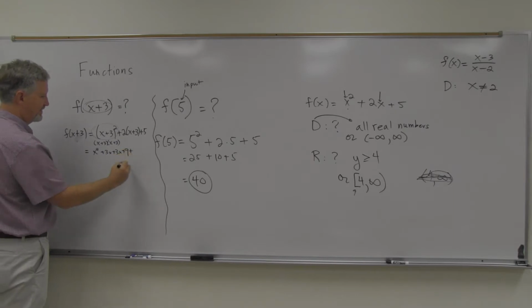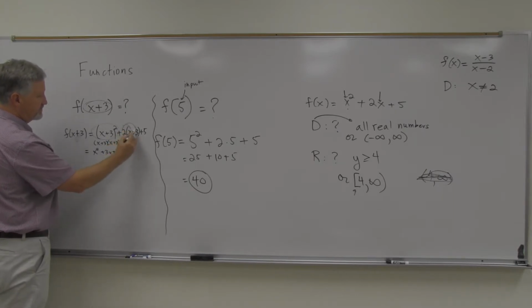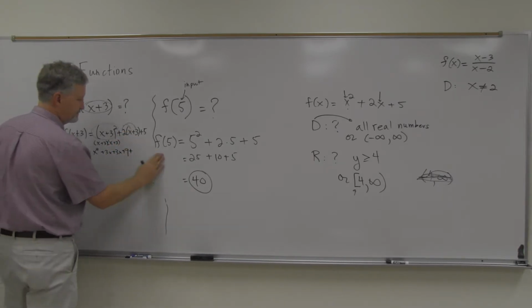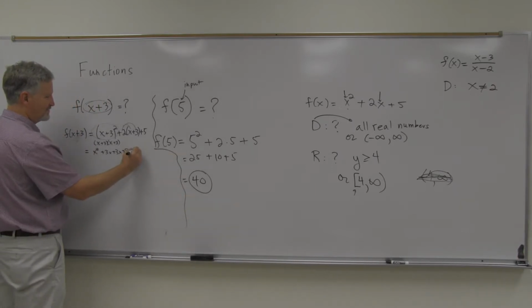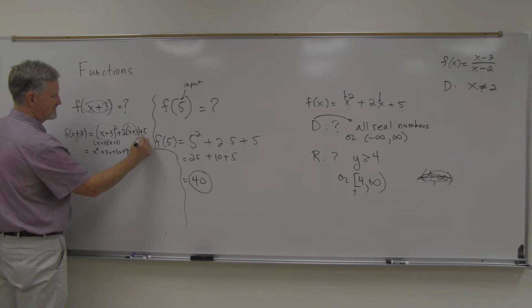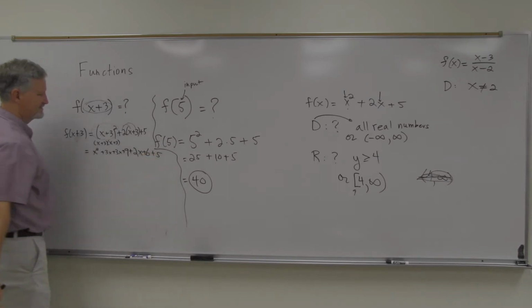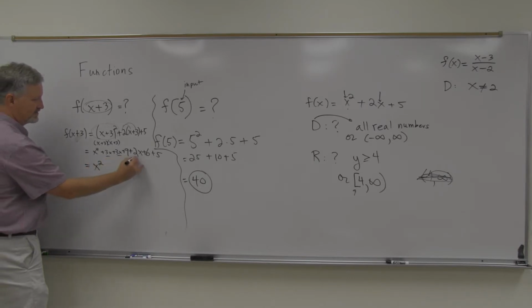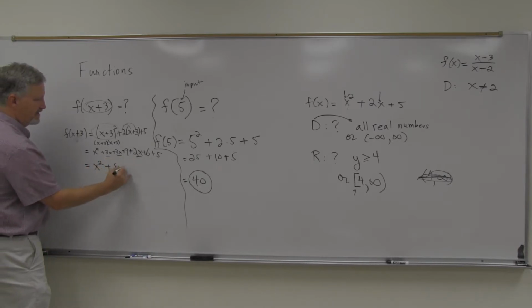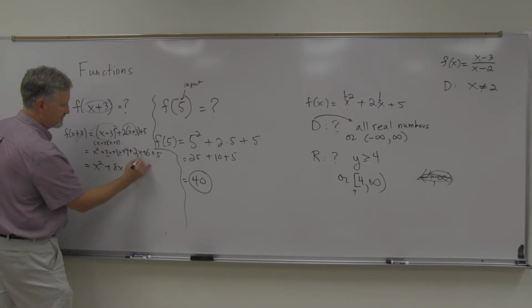So yeah, you've got a little more than just x squared and 9 there. Over here, yeah, you've got a little distributing: 2x plus 6, and then plus the 5, and then you just combine the like terms there. You've got x squared, then you've got 8x and 20.